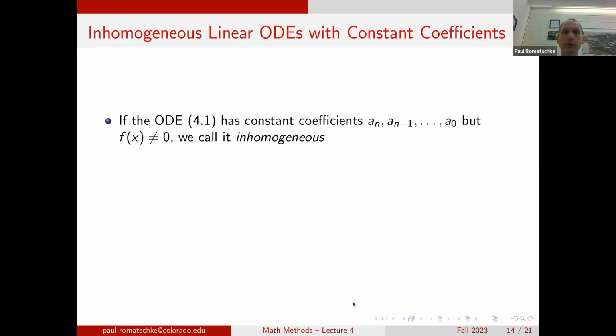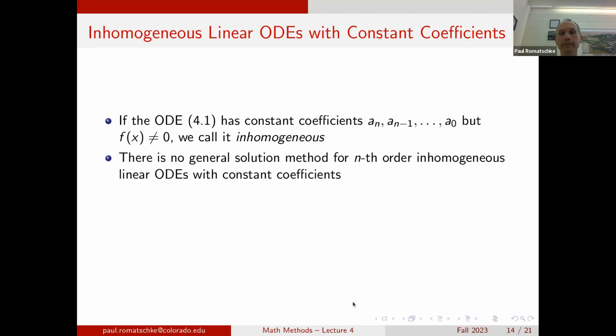Let me now move to the case where the linear ODE with constant coefficients is not homogeneous, so the right-hand side is non-vanishing. I still want to stick with the case where the coefficients are constant, but f of x is supposed to be non-zero in this case. So we have an inhomogeneous ODE. Unlike the case for homogeneous ODEs with constant coefficients, there's no general solution method for nth order inhomogeneous linear ODEs with constant coefficients.